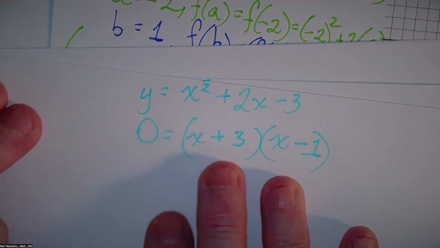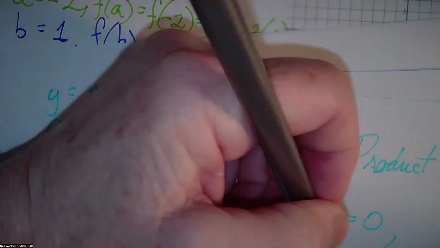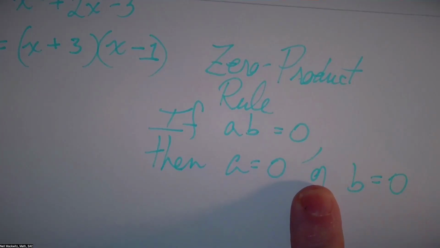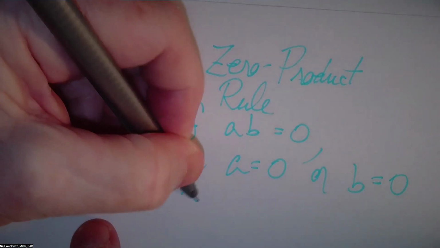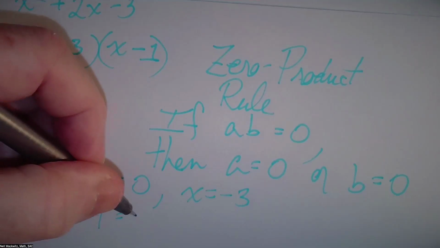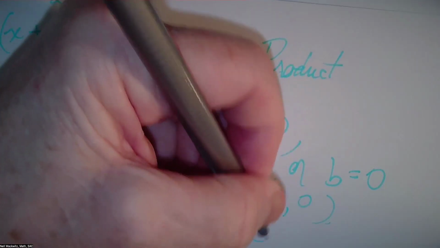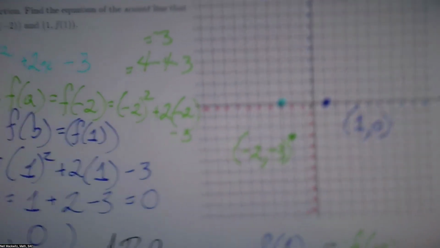Because remember, when you've got the product of two things equaling 0, that's the zero product rule. If A times B equals 0, then A equals 0 or B equals 0 or both. This or doesn't restrict both. So that means that x plus 3 equals 0. Solving for x, we get that x is negative 3, and x minus 1 is equal to 0. Solving, we get that x is equal to 1. So the two x-intercepts are negative 3, 0, and 1, 0. And let's put those on our graph. We already had 1, 0, so the two x-intercepts are shown.